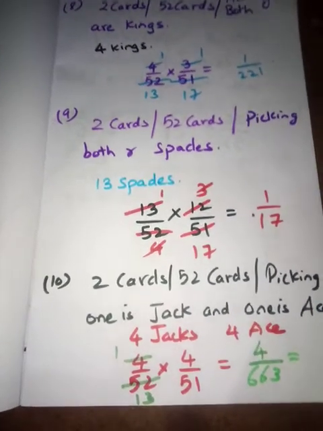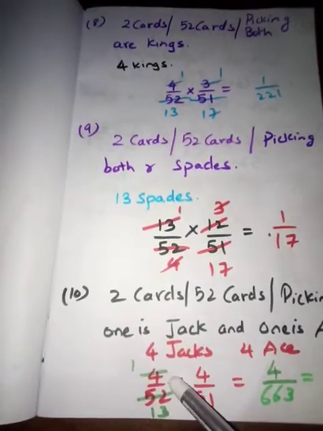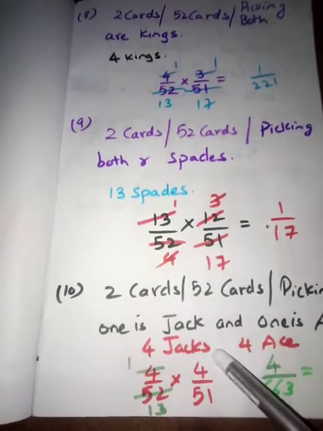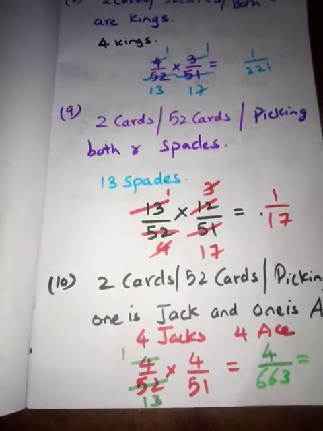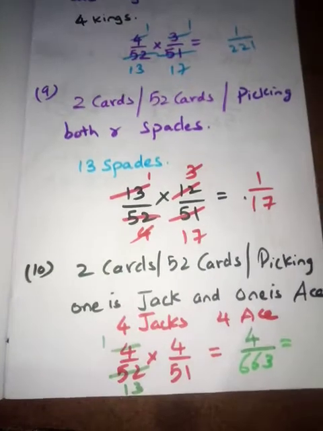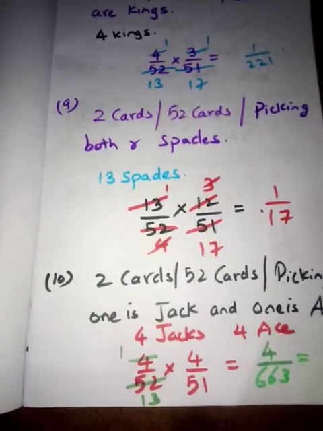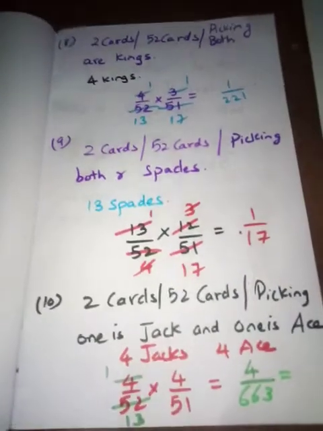Because there are 4 jacks and 4 aces out of 52, but there are only 51 cards now, and in this 51 we have to take 1. So 4 by 52 is nothing but 1 by 13, into 4 by 51. So the numerator is 4, and 13 into 51 is 663. Let me go to the next one.